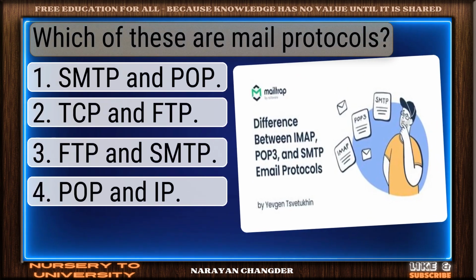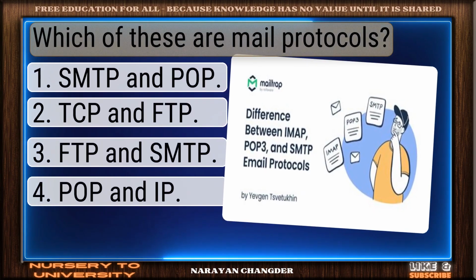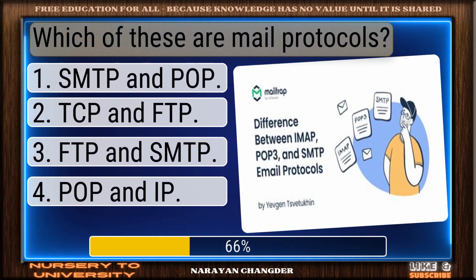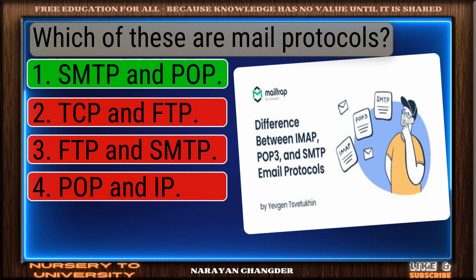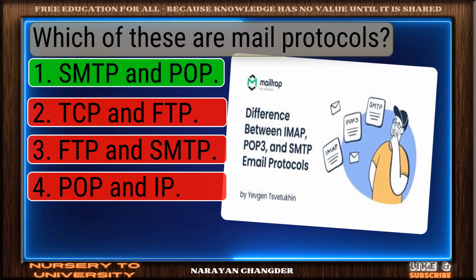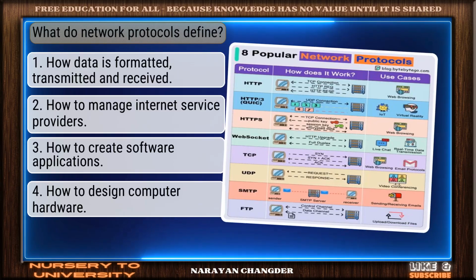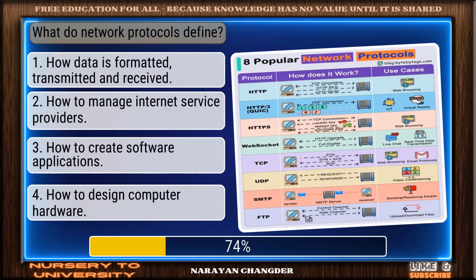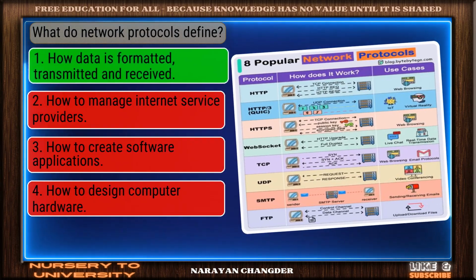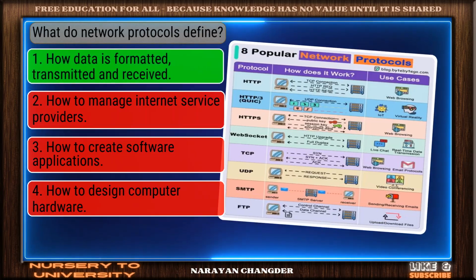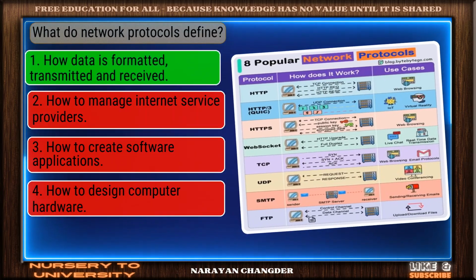Question number 62. Which of these are mail protocols? On track. SMTP and POP is the correct answer. Question number 63. What do network protocols define? Smart move. How data is formatted, transmitted, and received is an accurate answer.